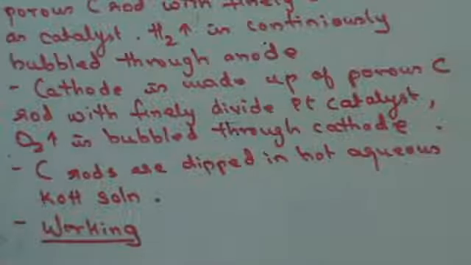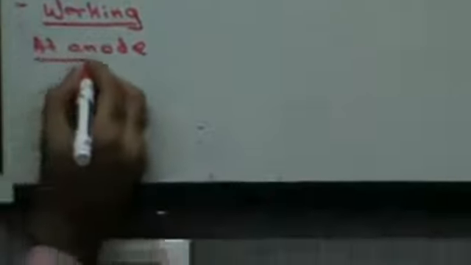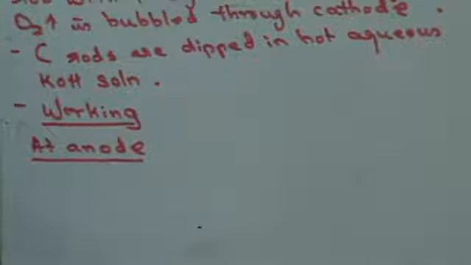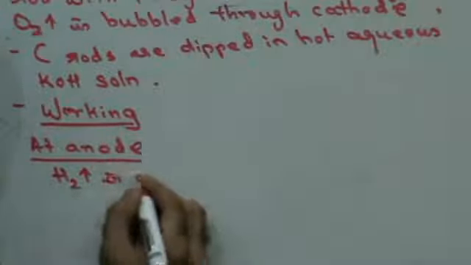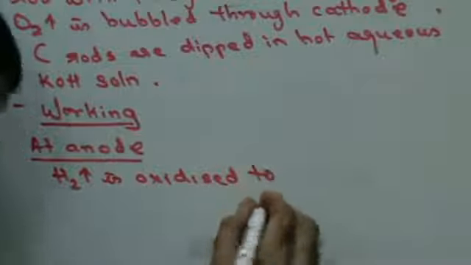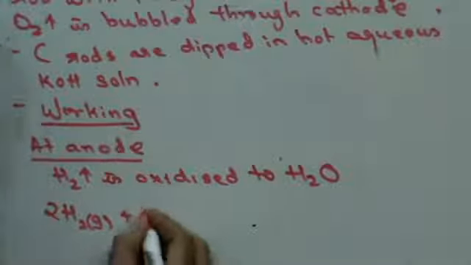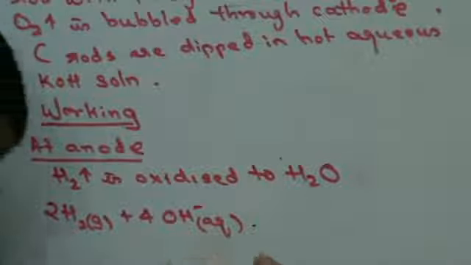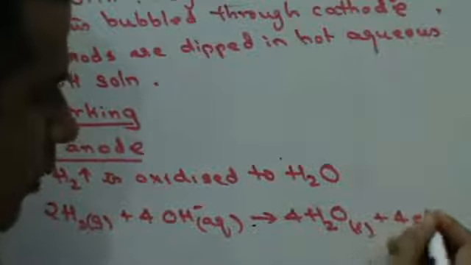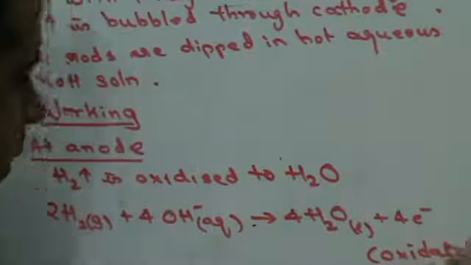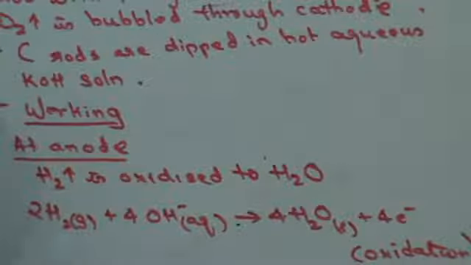Now the working, or the cell reaction. Let's see at the anode. At the anode, the hydrogen gas that is being bubbled in is oxidized to water. Two hydrogen gas molecules combine with four aqueous hydroxyl ions to form four molecules of water plus four electrons. This is my oxidation reaction. So hydrogen gas combines with hydroxyl ions to give you water and four electrons.